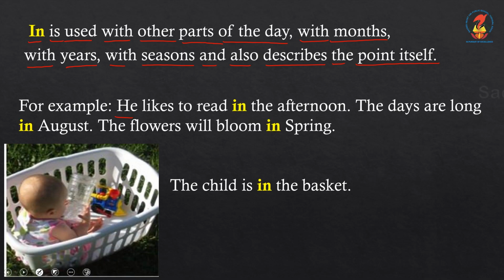Example, he likes to read in the afternoon. See, afternoon is a part of the day. So, in the afternoon. The days are long in August. In August, that is a month, so in is used. The flowers will bloom in spring. Spring is a season, so we use in spring.